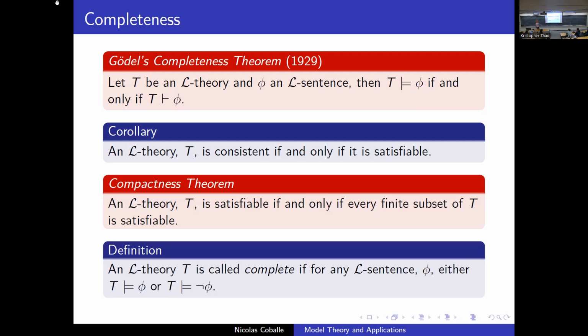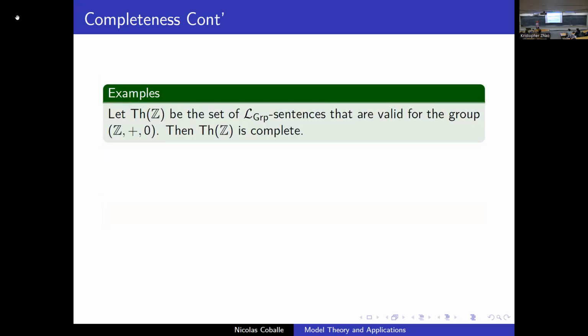So this is a different notion of completeness that we're going to define here. An L theory T is called complete if for any L sentence phi, either phi is entailed by T or not phi is entailed by T. This is different from Gödel's completeness theorem, which just gives us a duality between proofs and entailments, right? So here's some examples. Let the theory of Z be the set of group sentences that are valid for the group of the integers with plus and 0. Then the theory of Z is complete.